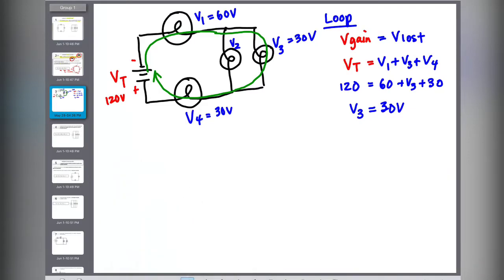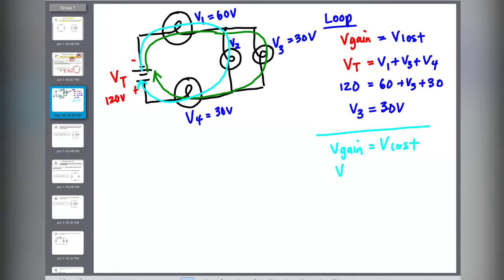What would happen? Okay, so I'm going to use another color, this turquoise blue. I'm going to go this way. But this time, how about if I go through V2 and then come back? I can't go through V2 and V3 at the same time. They have to make a choice. So if I do the turquoise, the rule stays the same. V gain equals V lost.